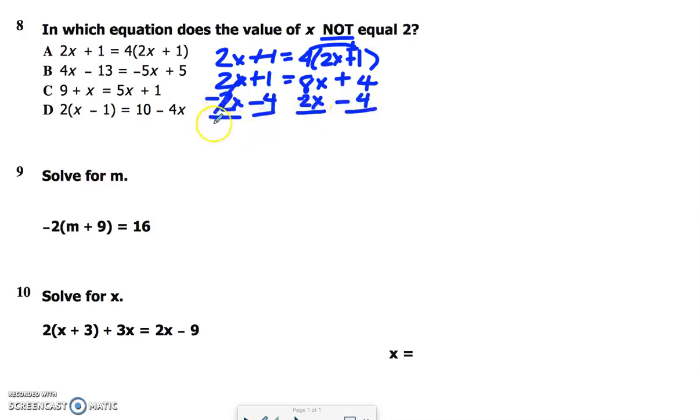So when I do that, I got 0 here. A positive 1 and a negative 4 gives me a negative 3. Should be equal to 8x minus 2x leaves me 3x.